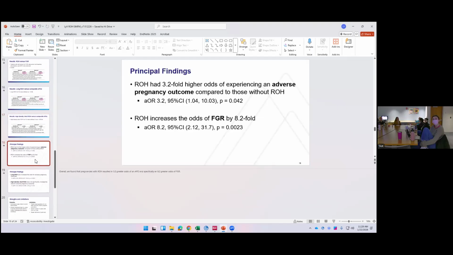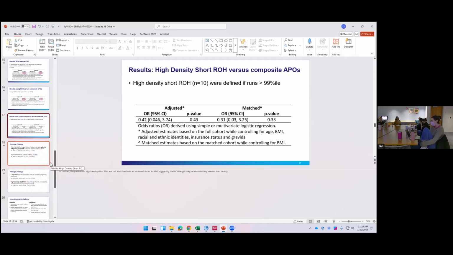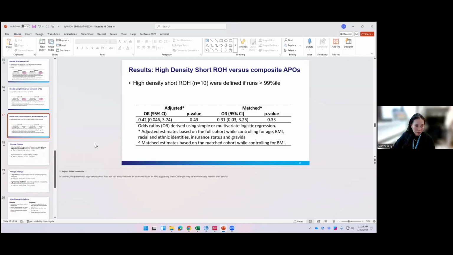The other thing, if you go back, again in a presentation, your title can say what the finding is. So you could say similar APO in high density versus short ROH versus no ROH, greater APO with long ROH, you know what I mean? It could just be the statement. Gotcha. So people don't need to interpret the data themselves. Again, you want to minimize the time people are spending trying to figure out what's written on the slide.